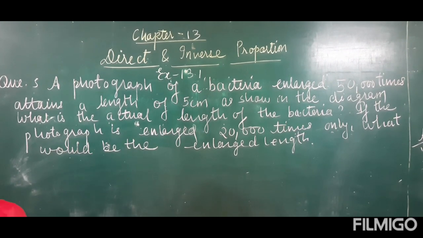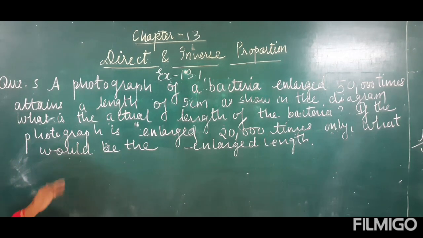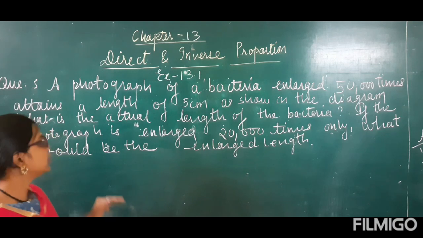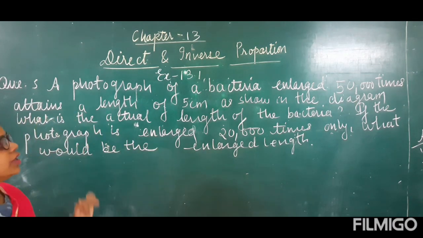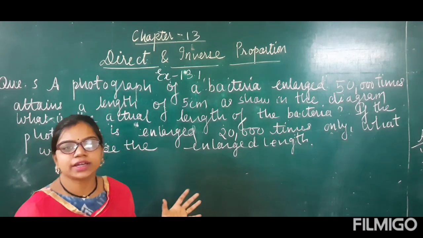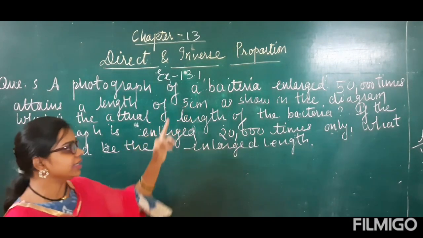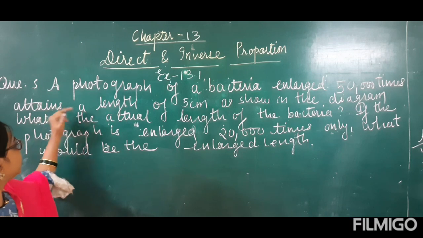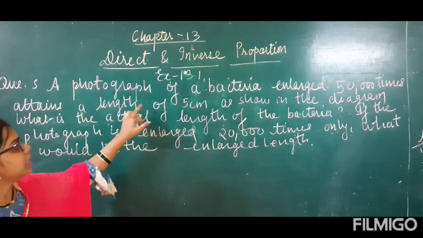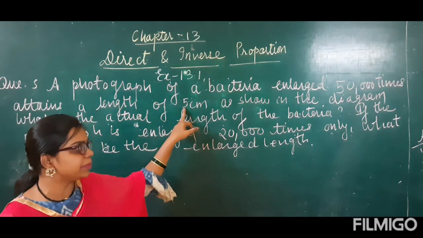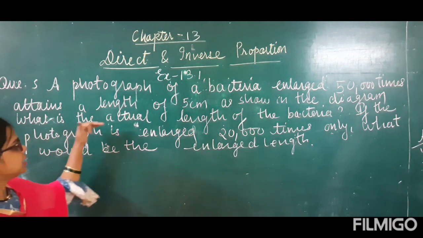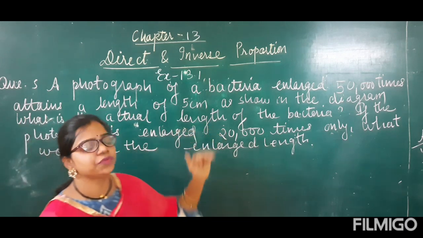This is question number 5. In this question it is saying a photograph of a bacteria enlarged 50,000 times obtained a length of 5 centimeters. Means if you enlarge a photo of a bacteria 50,000 times, then the length of that bacteria you will get is 5 centimeters. This is shown in the diagram. See in your book. So what is the actual length of the bacteria?